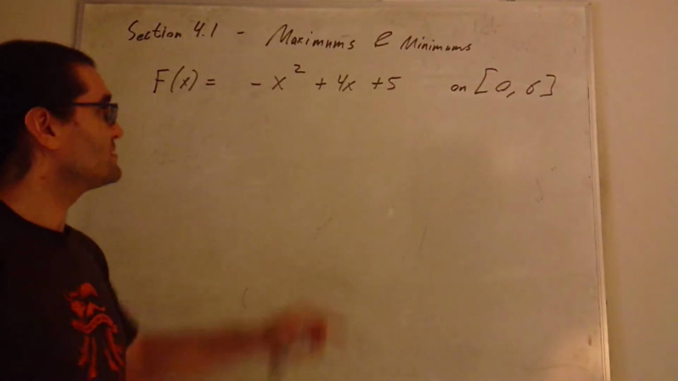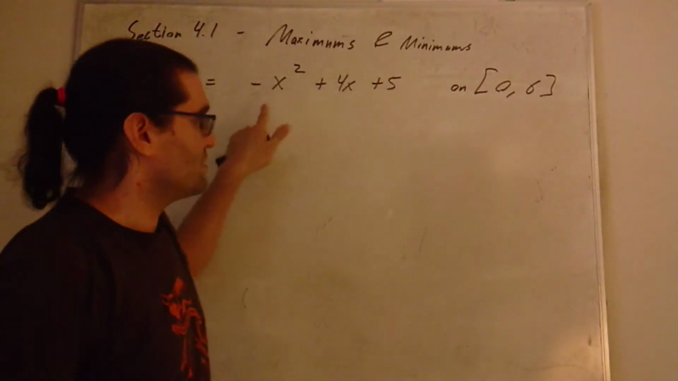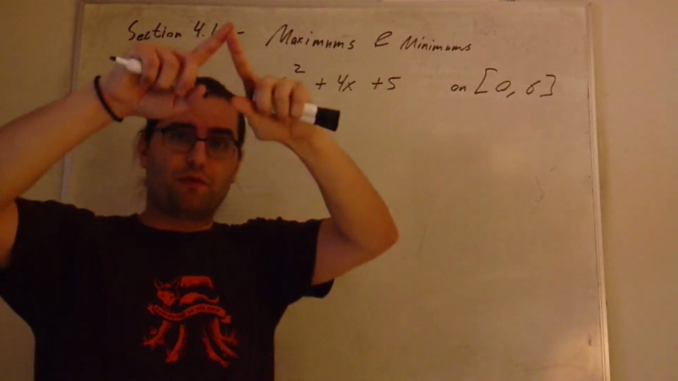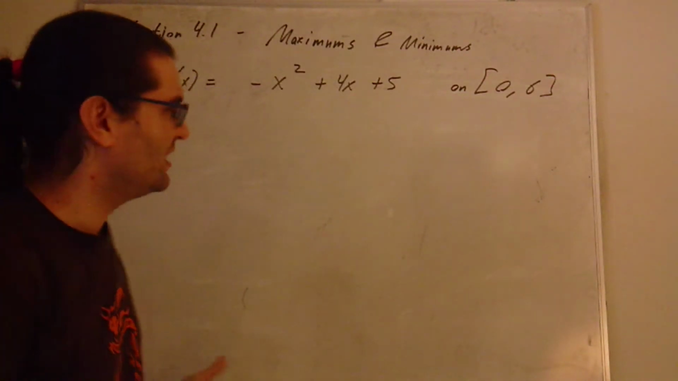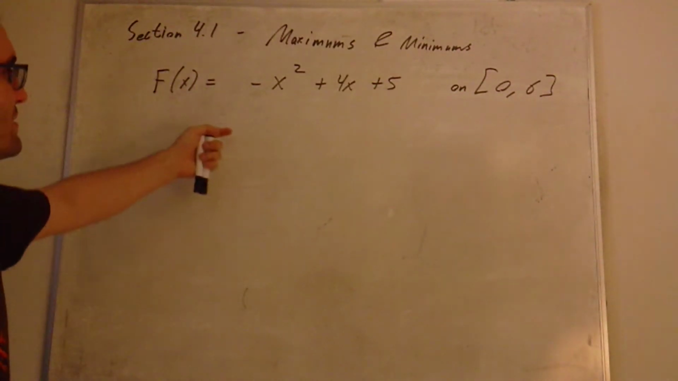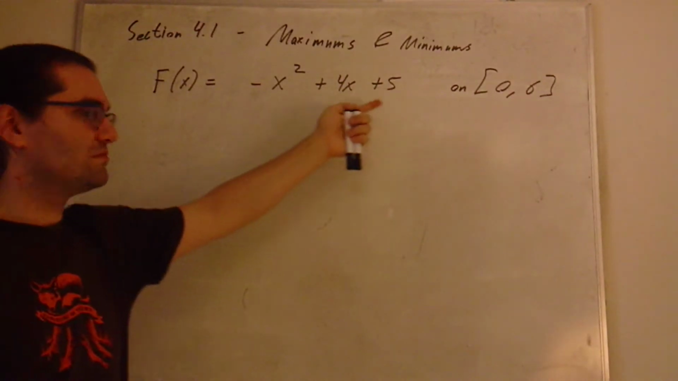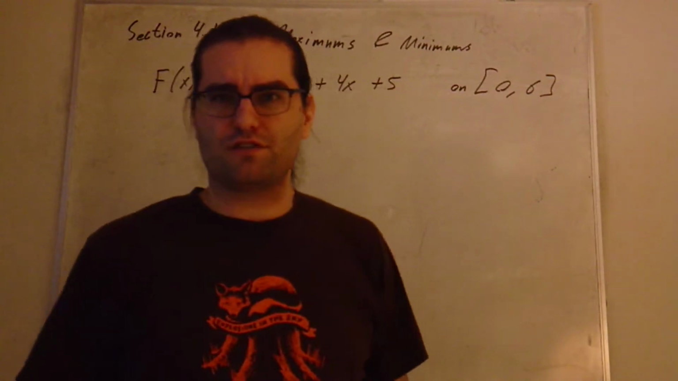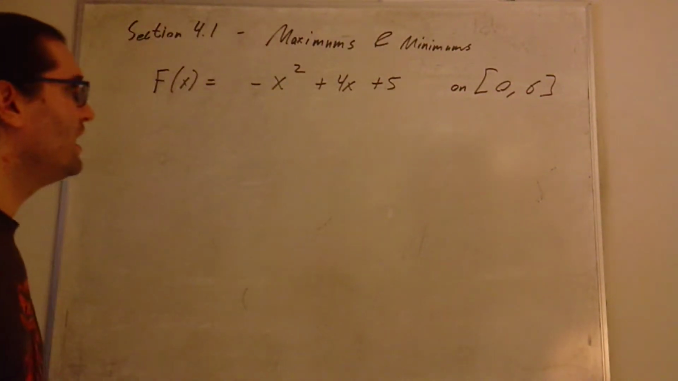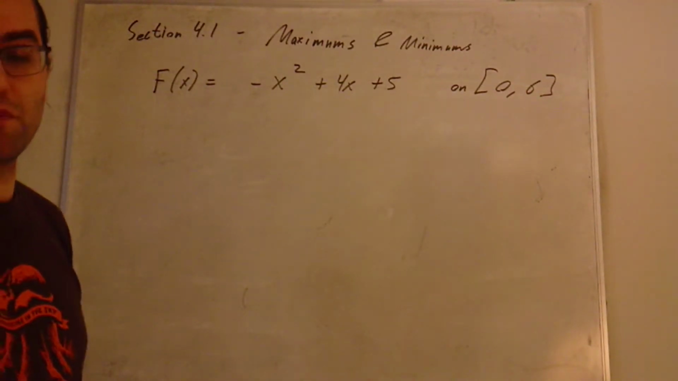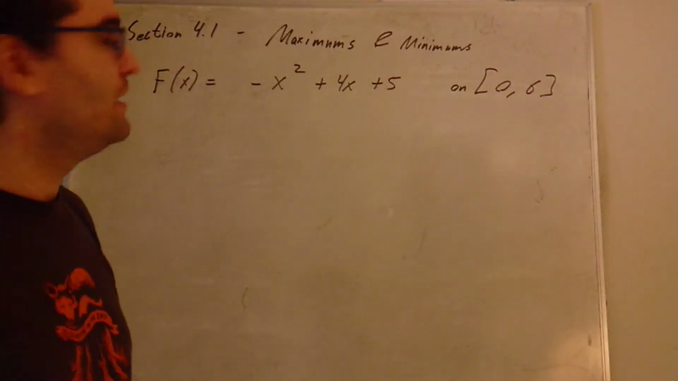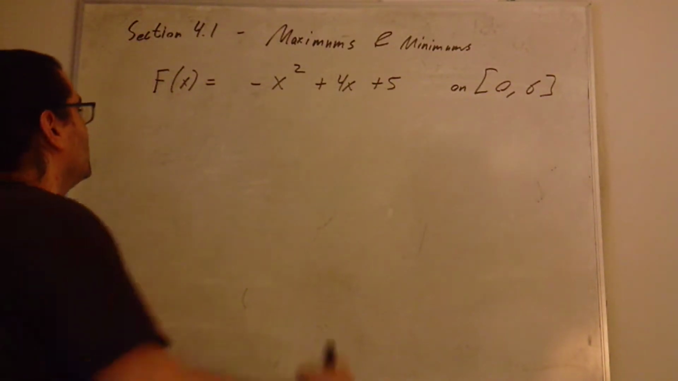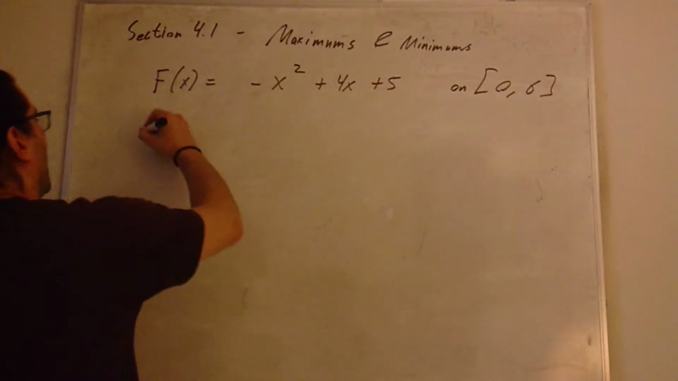So, some of you can probably guess that this thing looks like a parabola. It's probably a parabola that opens downward. We could find the zeros if we really wanted to and figure out where it crossed the axis. I don't want to. I'm not interested in where it crosses the axis. I want to know where it has maximum and minimum points. And to do that, I'm going to take a derivative.